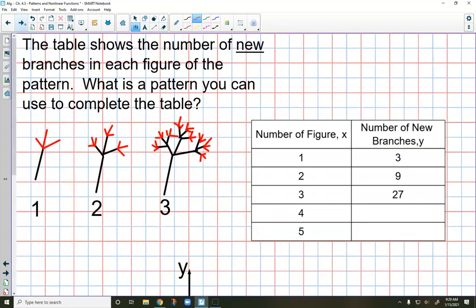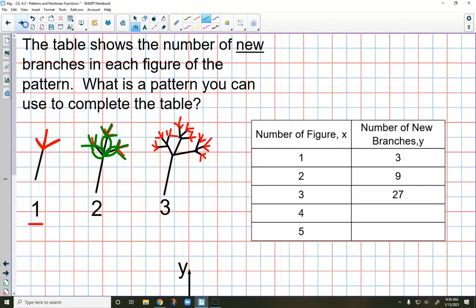Okay? Here we see the table shows the number of new branches in each figure of the pattern. What is the pattern you can use to complete this table? So, we look at this, we have figure 1 right here. The black part of this is the set starting point. Okay, that's almost like your step 0 would just be that black line. And each time we add 3 branches off of each new part. So 1, 2, 3. And as you can see, here were the 3 branches we added. And then off of those we added 1, 2, 3 each time. Okay, and so on as the pattern keeps growing.